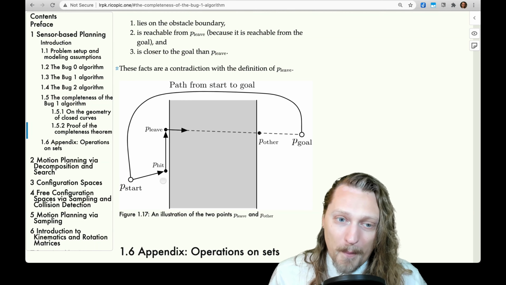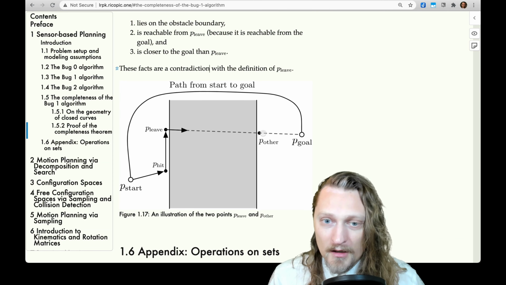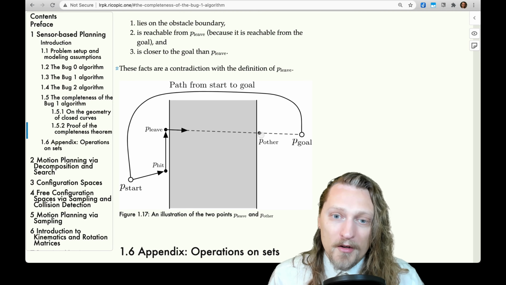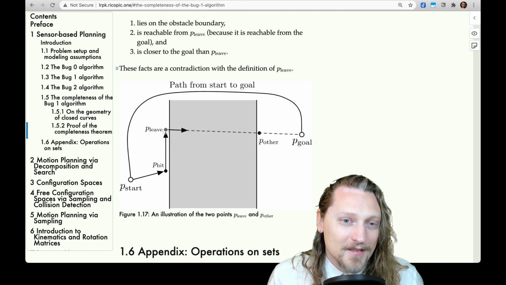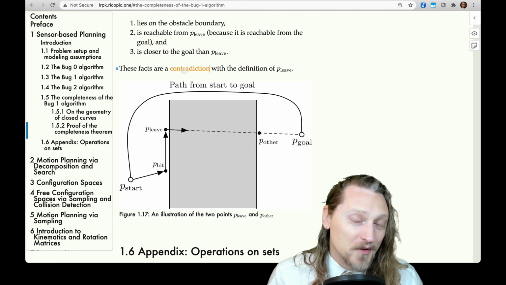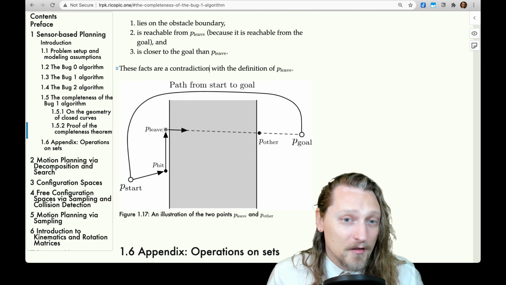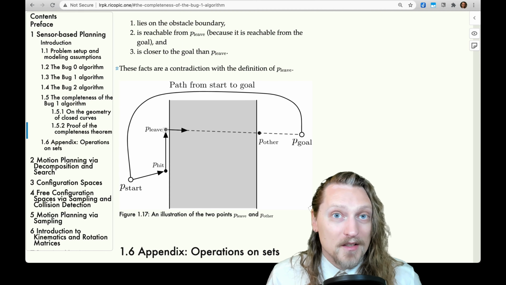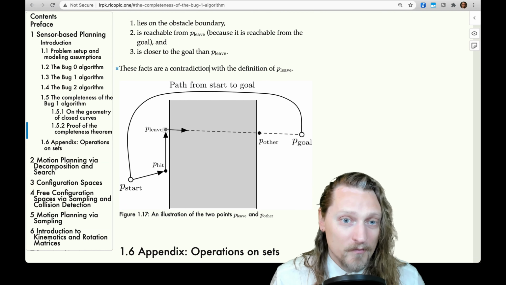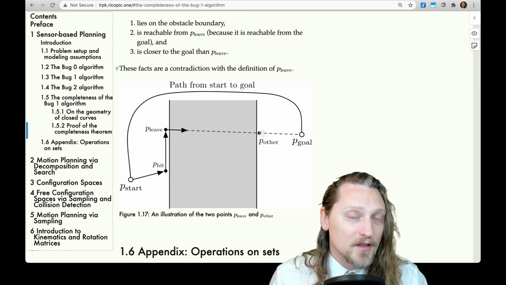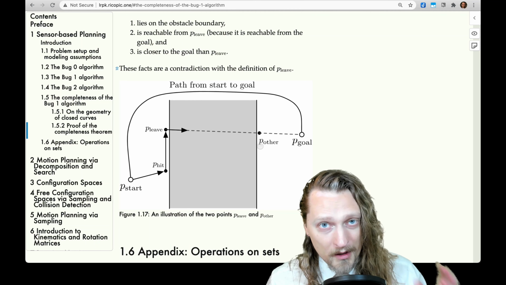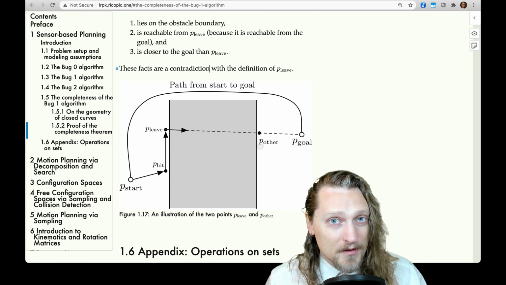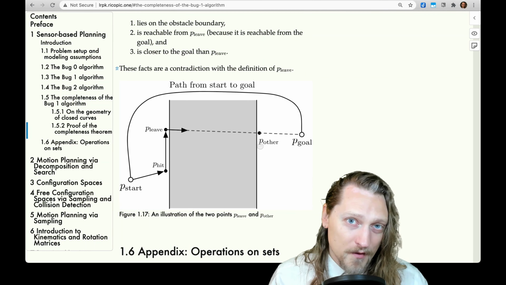And if we tried to go to here, what we would see is that P other should be what P leave is. And so that can't happen, okay? So this is why it's a contradiction with the definition of P leave. P leave is by definition the point that's closest on the object to the goal. And here we have a point that's closer. So that's a contradiction. So by contradiction, we have proven that the Bug 1 algorithm is complete. It always finds a solution if a solution exists.